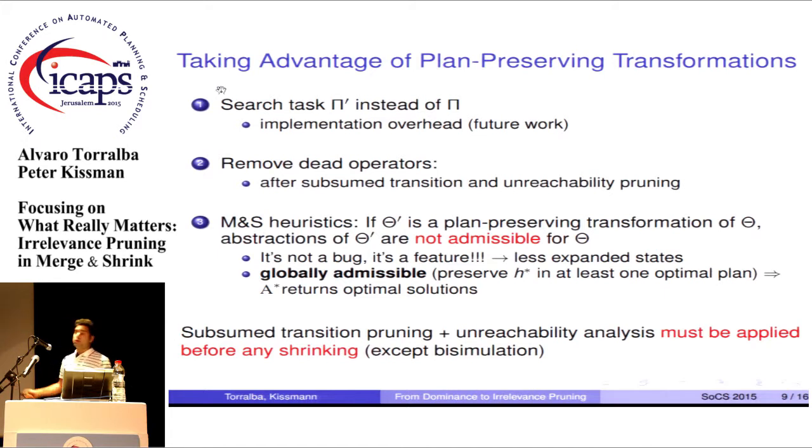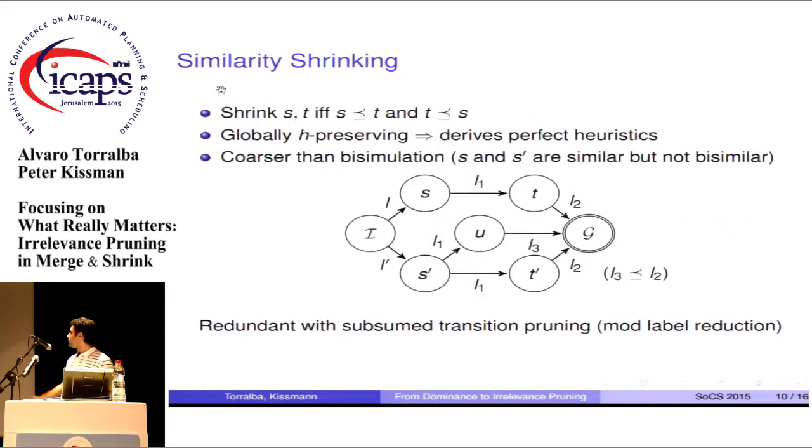Okay, one side note here, you cannot perform any shrinking other than bisimulation before doing the transformation. So all this requires that your transition pruning is performed before applying a shrinking.